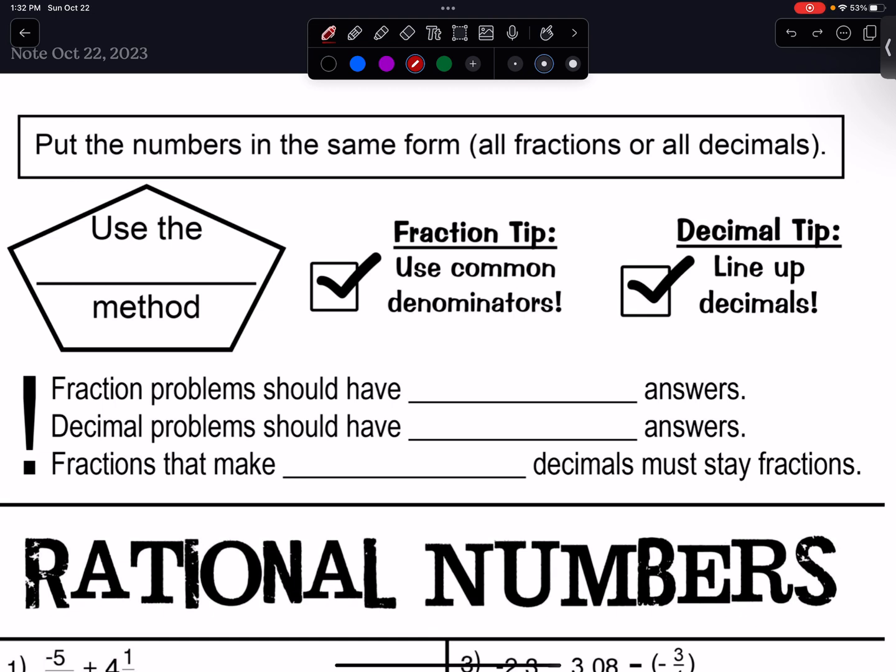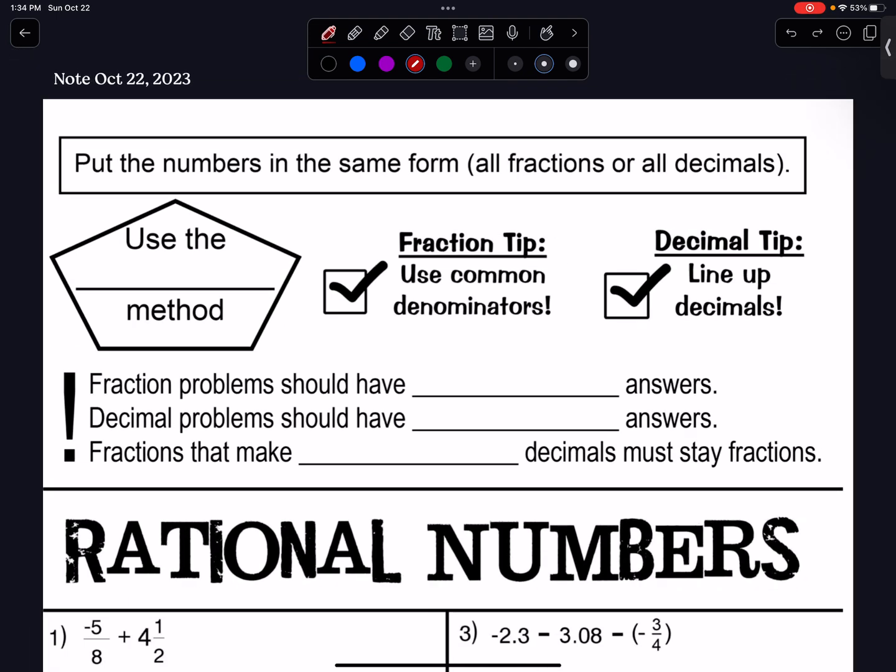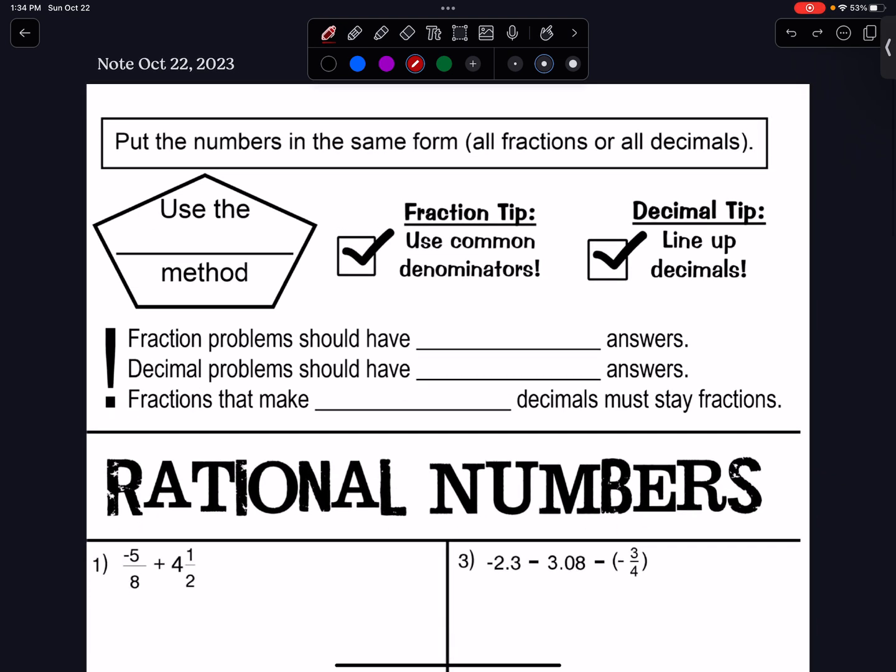Okay, today we're going to be talking about adding and subtracting rational numbers. So for our purposes, rational numbers, remember, are positive and negative fractions and decimals. The good news is that all of the rules we learned about adding and subtracting integers still apply, and all of the things you learned in elementary school about adding and subtracting fractions and decimals still apply. We're just putting them all together into one problem.